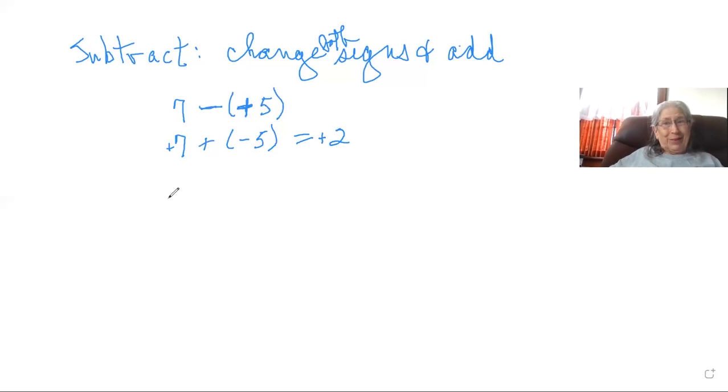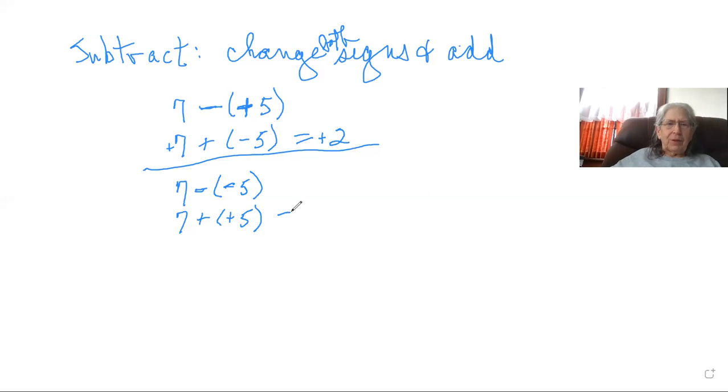That's always real good. Okay, now suppose we had 7 minus a minus 5. Now we don't know how to do it. So the rule is change both the signs and then use the rules for addition. Oh, now it's a piece of cake because we just have 7 plus 5 is 12. Okay. One more.